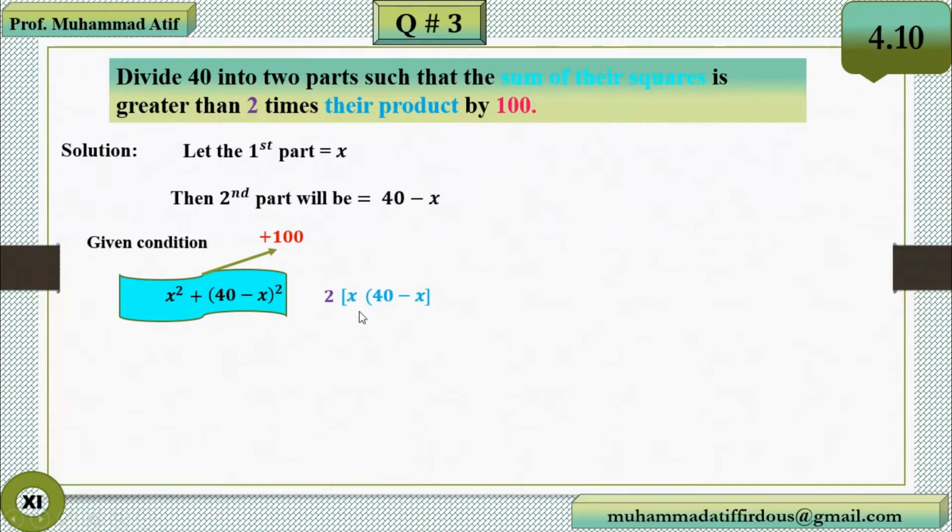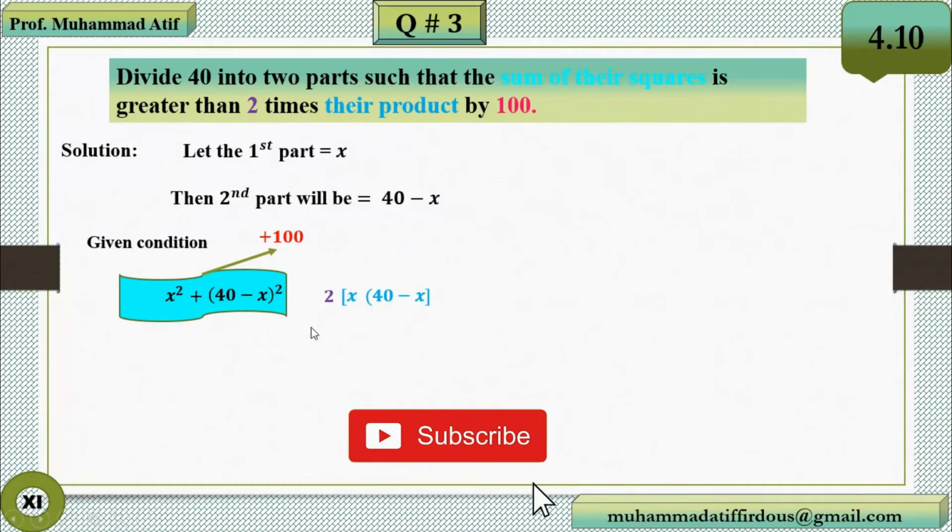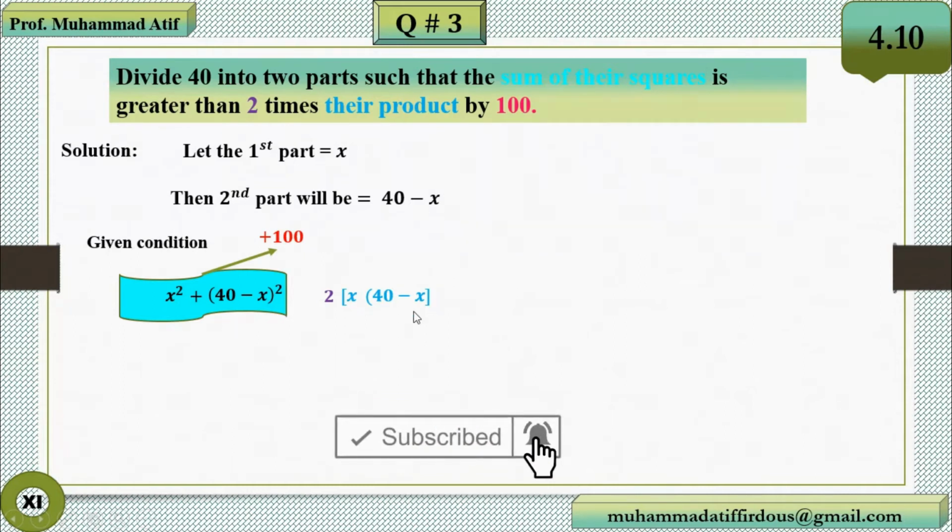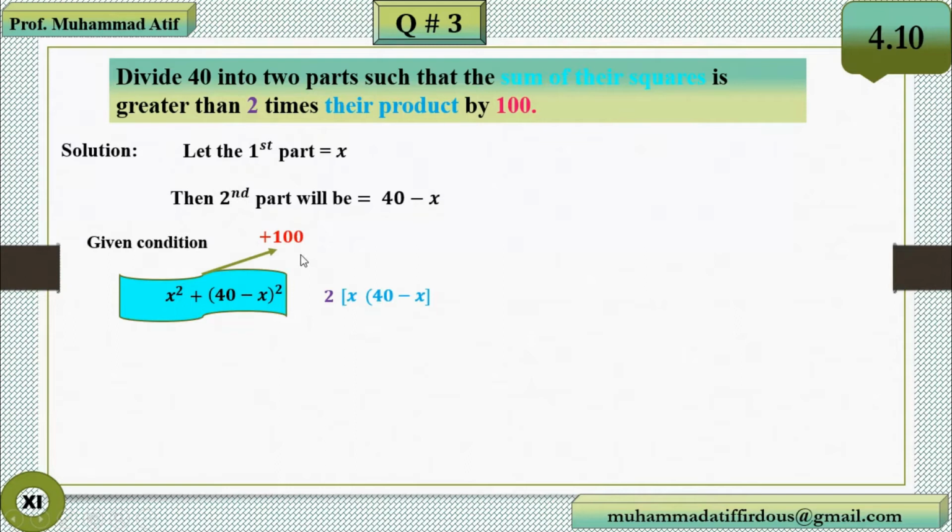From this side, you have to make both sides equal. In order to maintain equality, you just add 100 on this side, or you can subtract 100 from this term. So I am going to add 100 on the right hand side. Why add? Because the left hand side is already 100 more as compared to the right hand side. So in order to maintain equality, just add 100 on the right hand side as well. So left hand side is equal to right hand side.